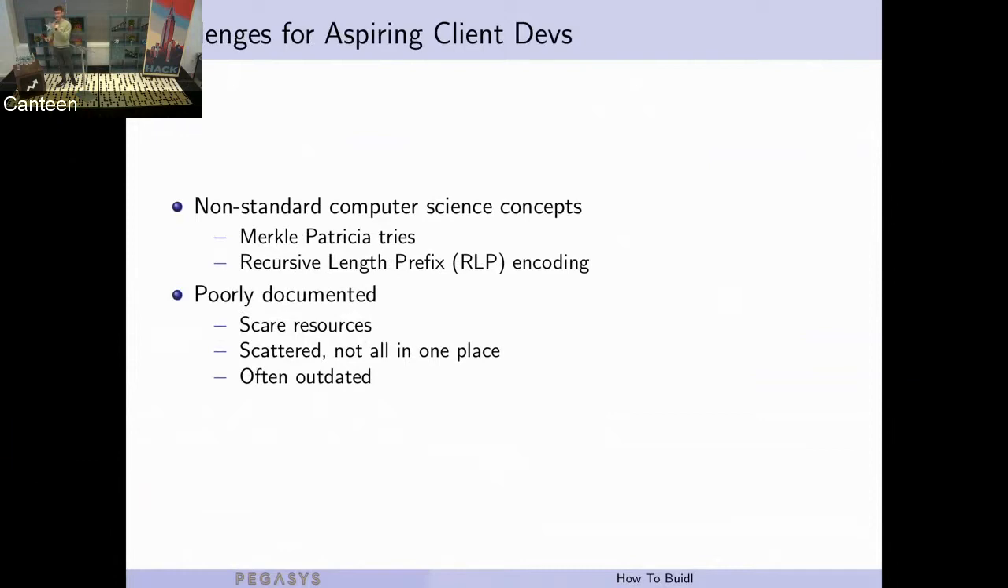And then RLP, this recursive length prefix encoding, is also pretty difficult. There are few resources about that, and the resources that do exist are very sparse. They're often contradictory, some of which are outdated, and they're not all collected in one place. You have to find them from all over the web.